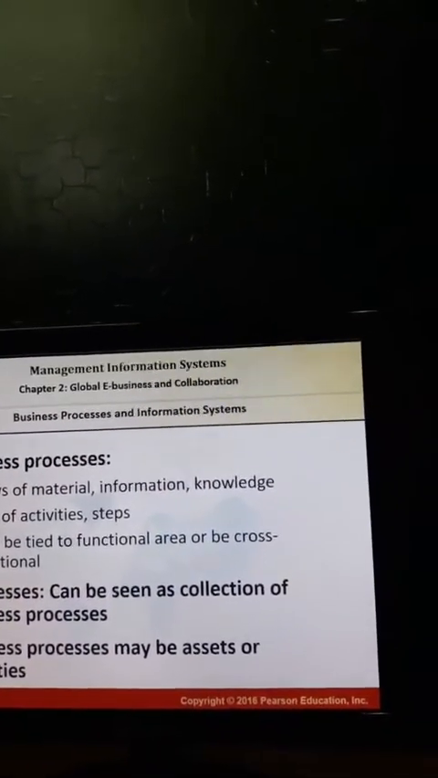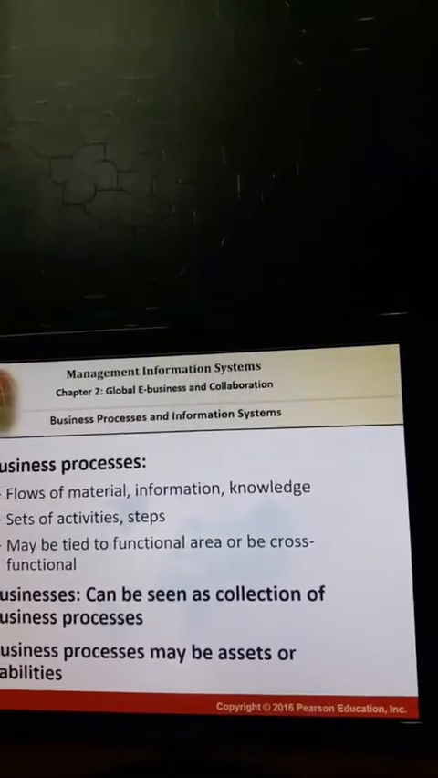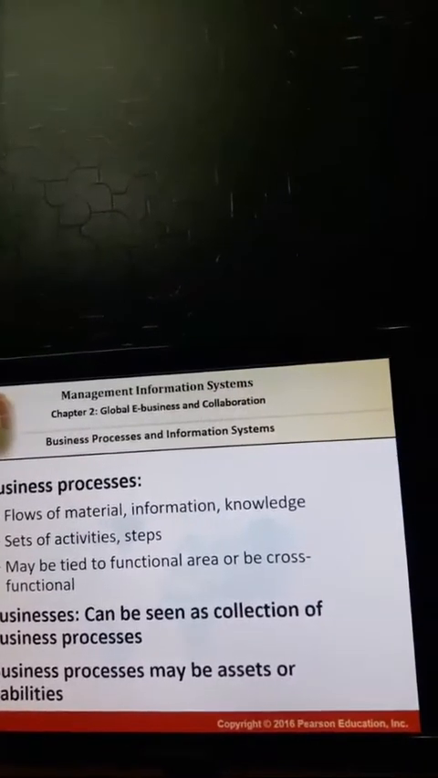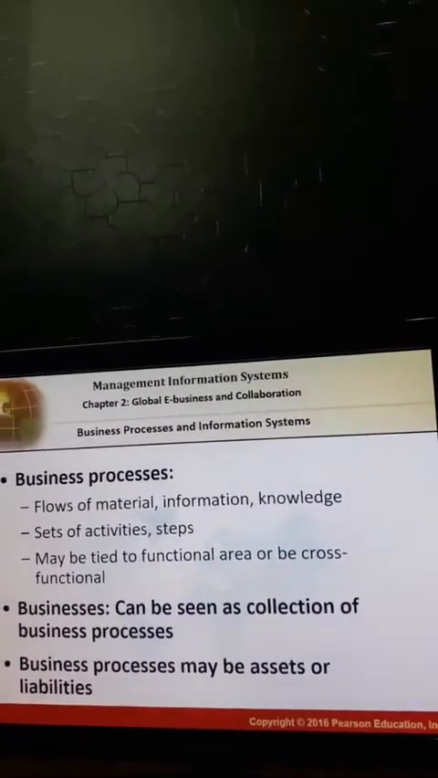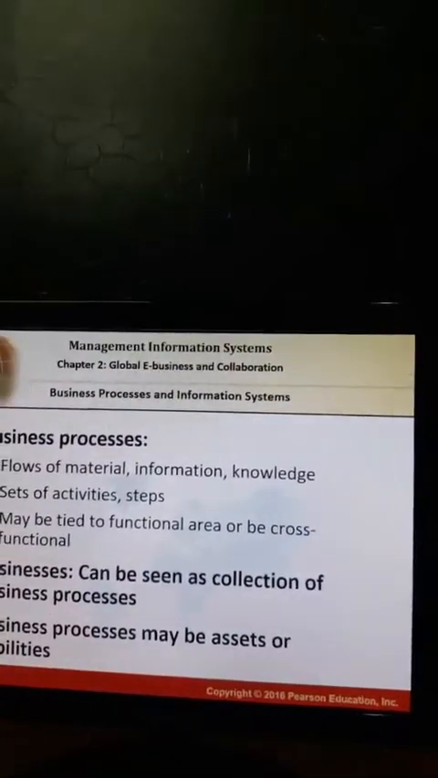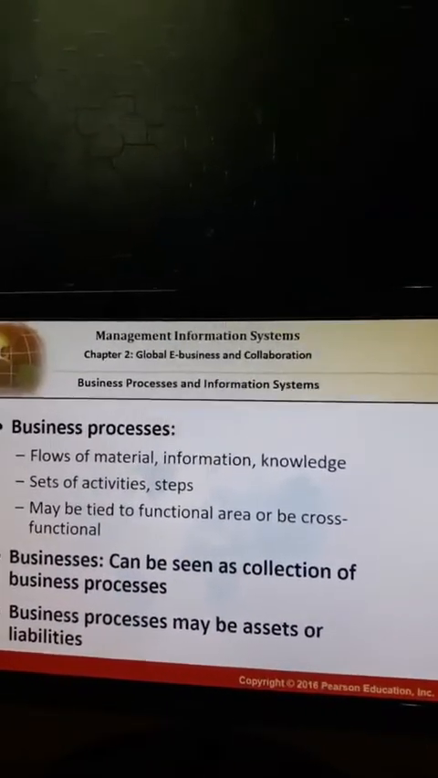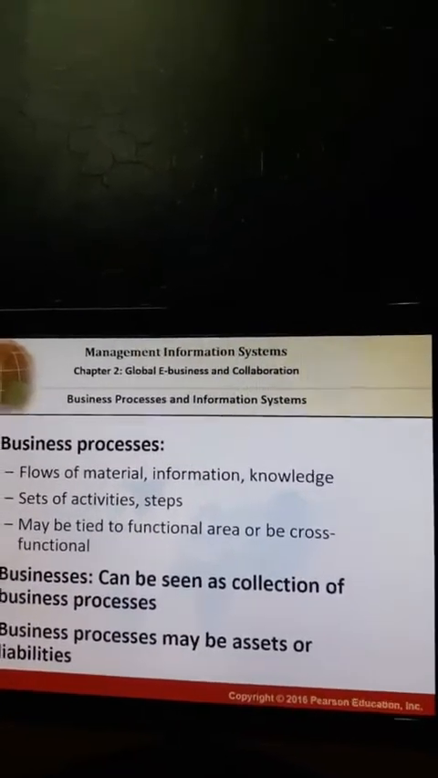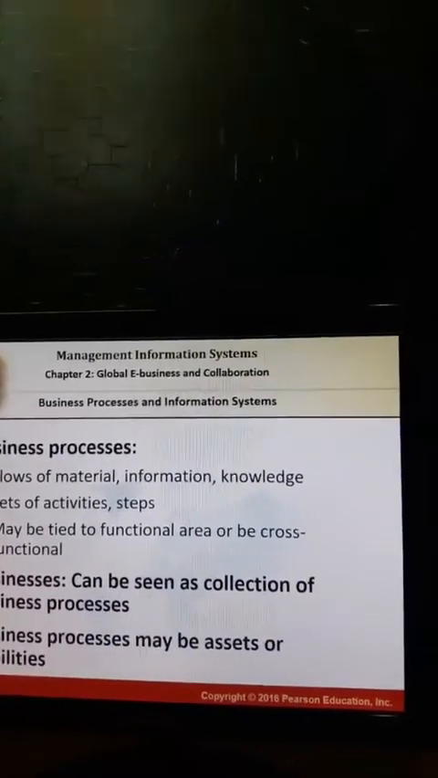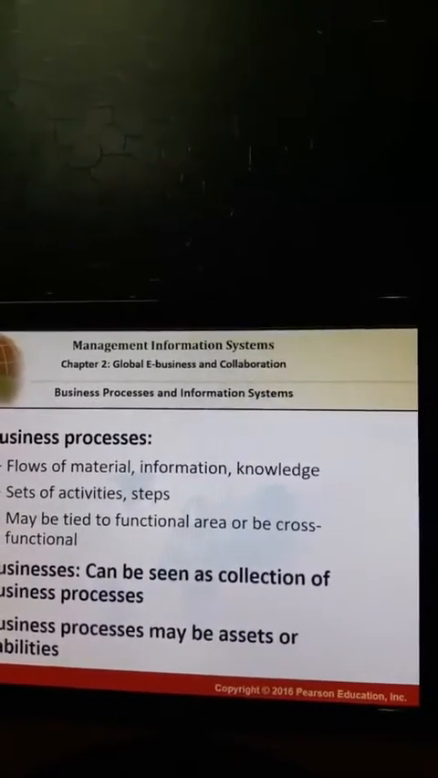And this business process can be an asset of the organization, or it can be a liability of the organization. We know business can be considered a collection of business processes. The question is, how can a business process be an asset or a liability? We know about the asset: the process you are maintaining is your asset. But how does it become a liability? You may engage with this in the online discussion. Here I am giving you a clue.